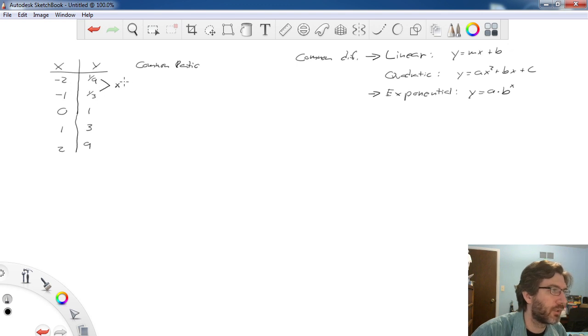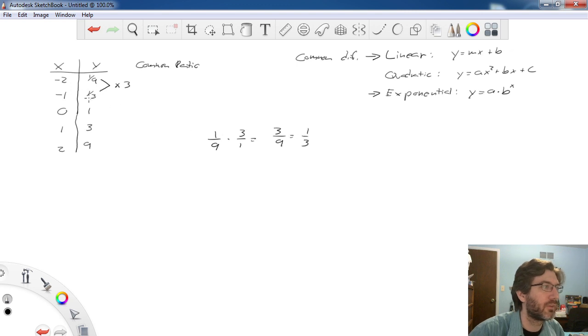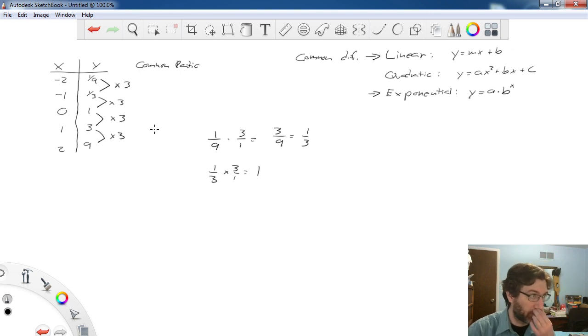You're actually multiplying this by 3, right? 1/9 times 3 gives you 3/9, which reduces to 1/3. So you got that 1/3. 1/3 times 3 goes to 1. So you're multiplying by 3 here. 1 times 3 is 3. 3 times 3 is 9. You have a common ratio here of 3.